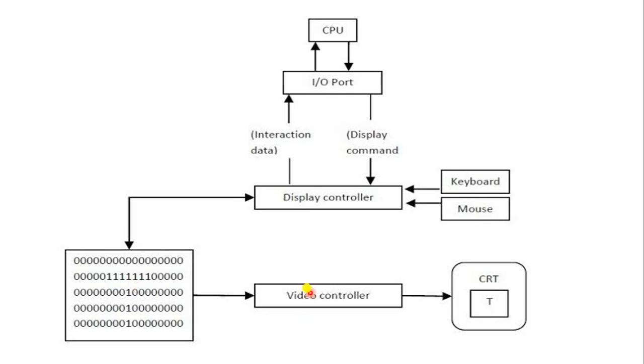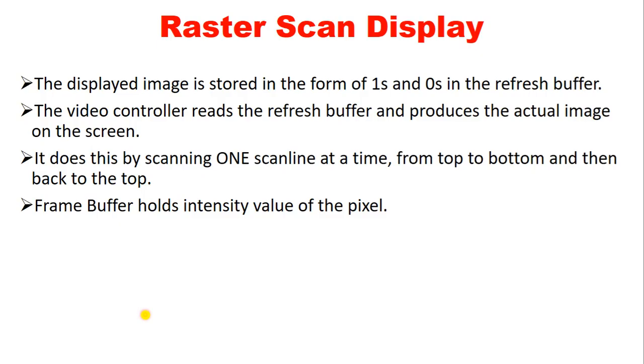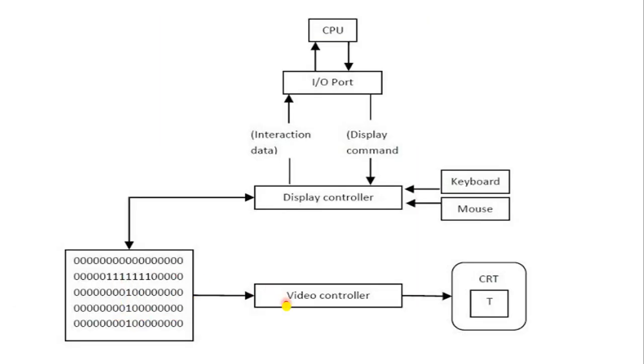So this is the refresh buffer. The video controller takes that information and passes it to the beam, and the beam strikes it on the screen, but line by line. How it does this, let's see.